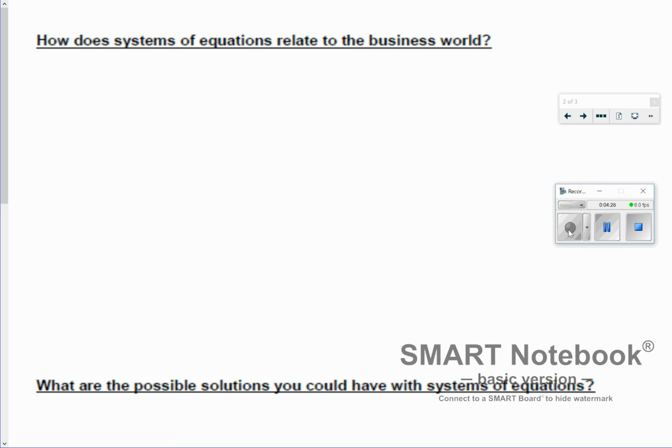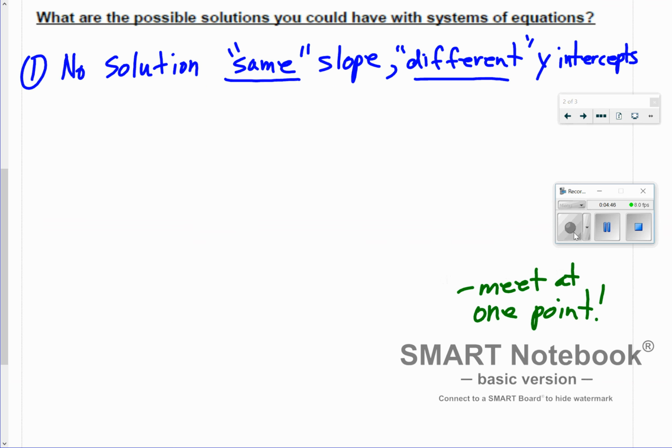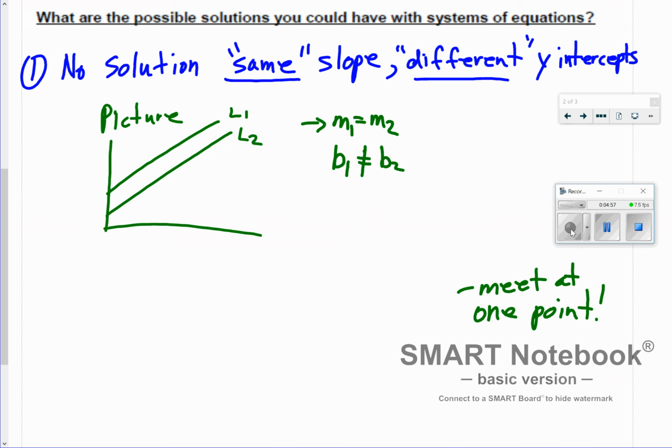So now, how do these systems of equations relate to the real world? Let's pause this. What it allows us to compare is different business profits, pays, and before the POI and after the POI cases. There are possible solutions that you could have for a system of equations. If there's no solution, then we have the same slope and different y-intercepts. So you have this scenario here where you have two parallel lines, they don't meet.